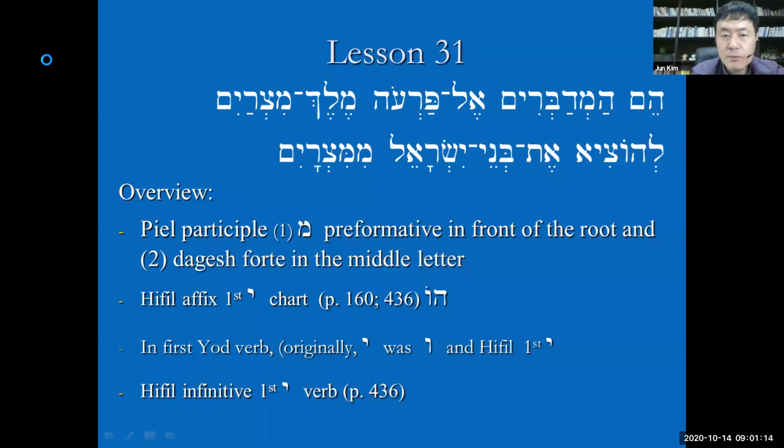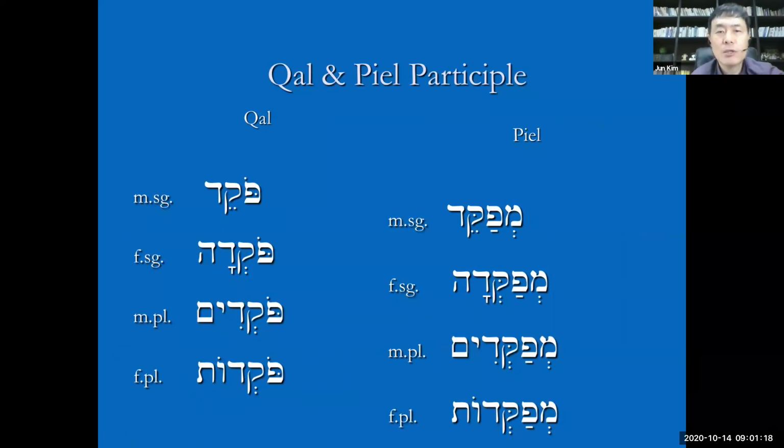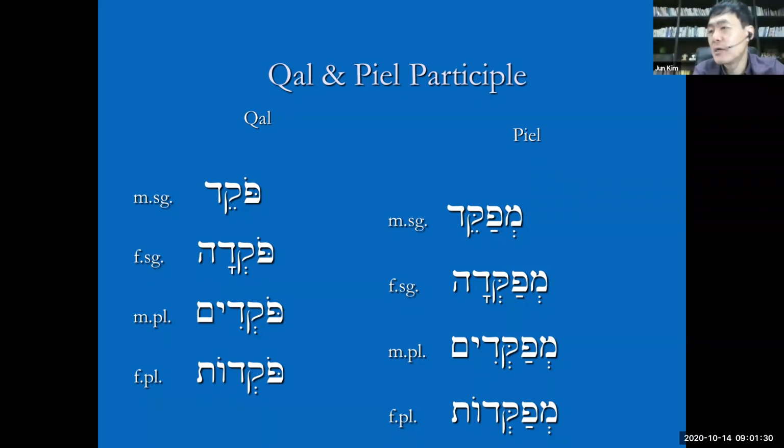Let me move on. So now we have the chart for the Piel participle, and then you have another chart for the qal participle. As I said, what do you normally expect as the indicators of the qal participle? Holem. Okay, but not for Piel. Piel will not take holem, but preformative mem together with shewa, and praise the Lord, you still have dagesh forte. But the endings, nothing new: a, im, ot, they are identical.